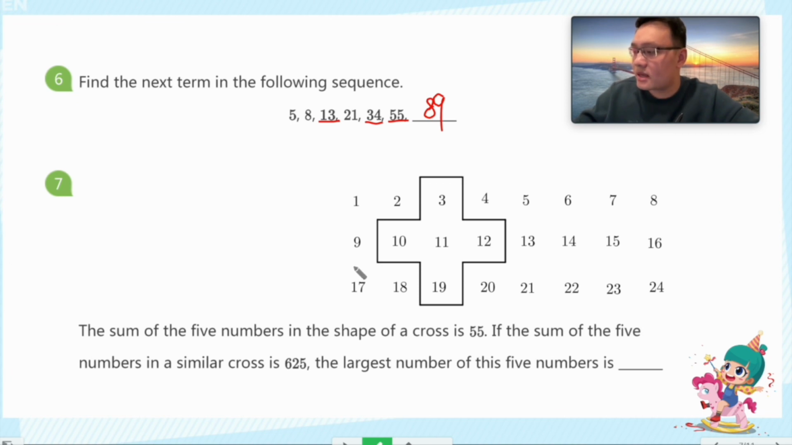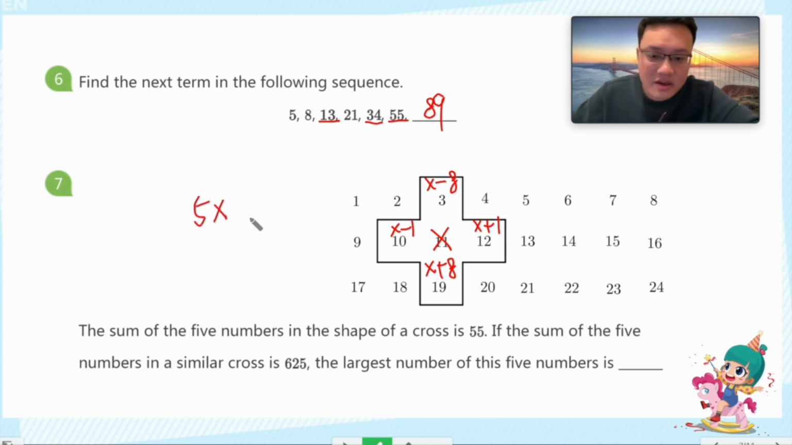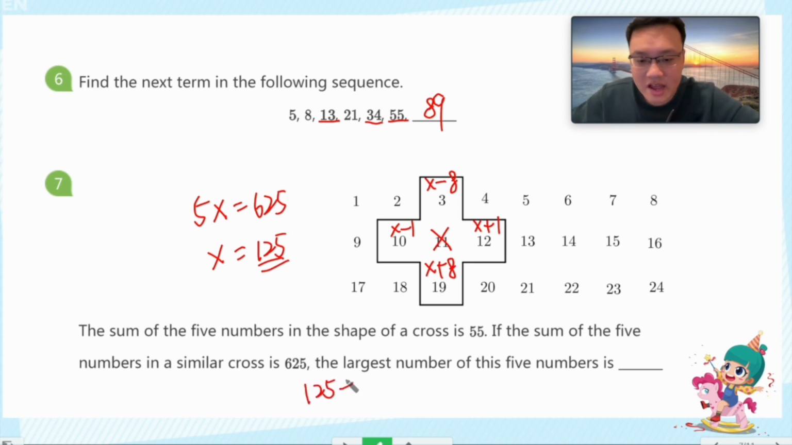You just set the middle one as x, and the top one will be x minus 8 this time, and then x plus 8, and then x minus 1, and then x plus 1. If you add all of them together, it's still 5x. And this time 5x equals 625. Then solve the equation, x equals 125. So the number in the center is 125. The question is asking what is the largest number. So the largest number in that diagram is 125 plus 8, which is the number in the second row. So that will be 133.